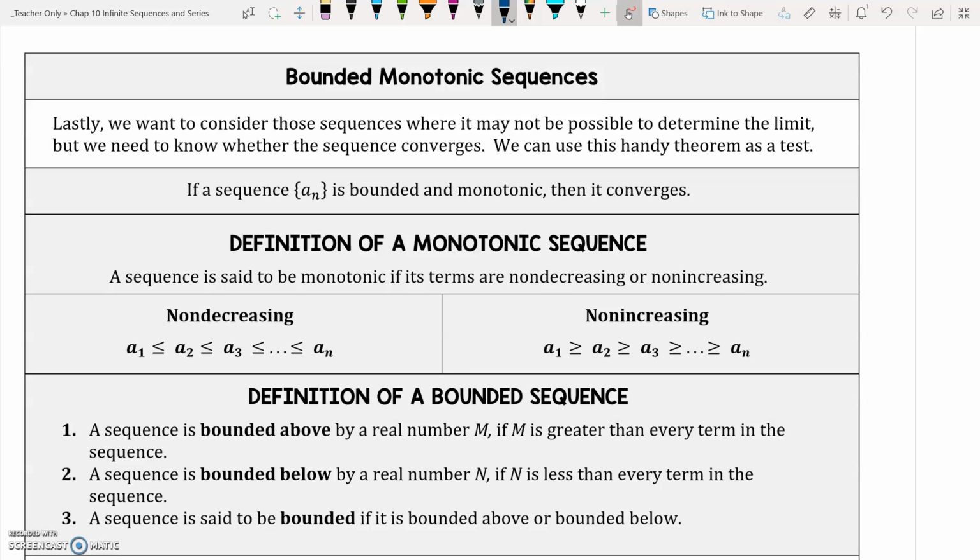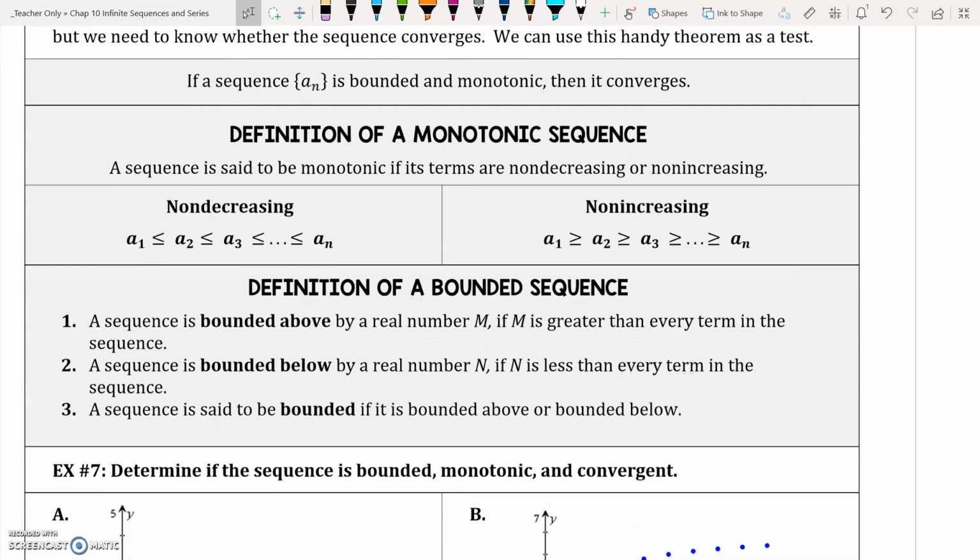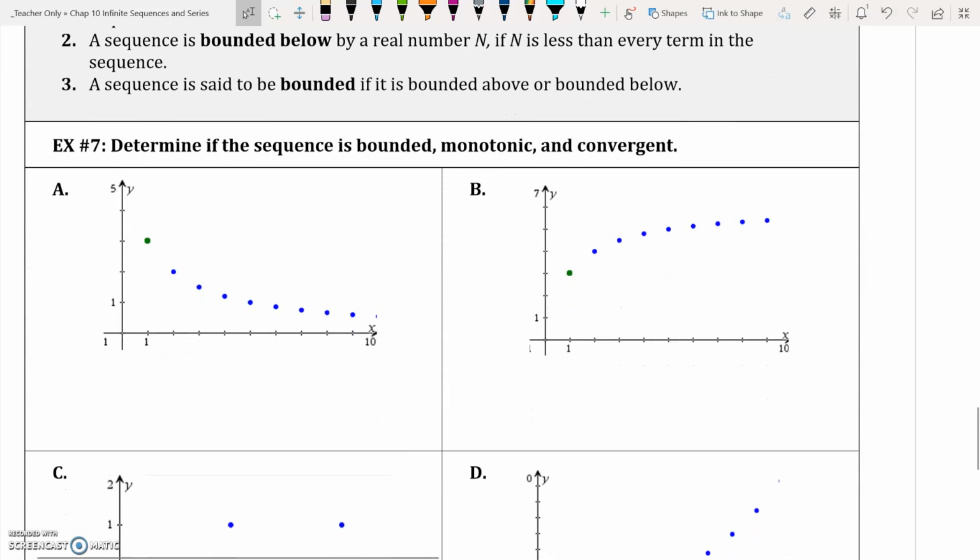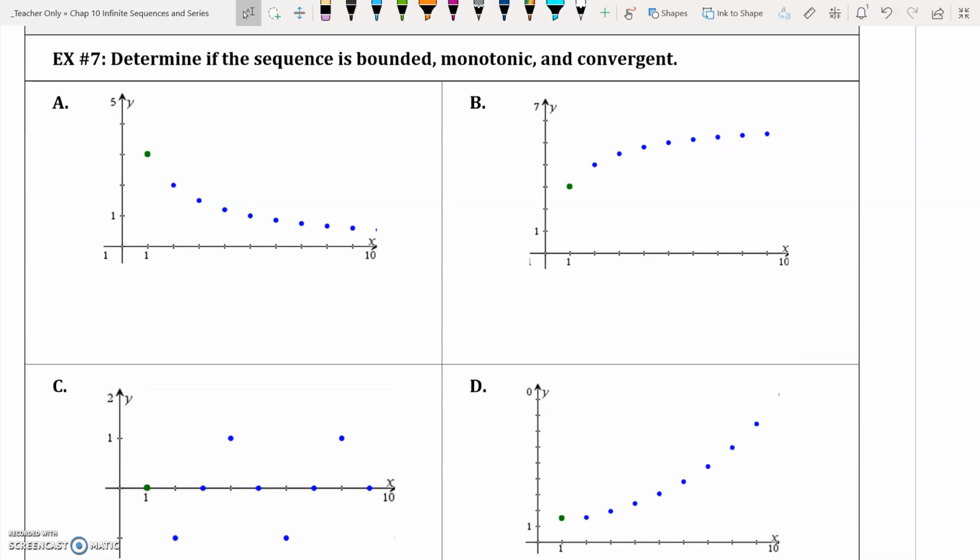So now we're going to give the definition of a bounded sequence. A sequence is bounded above by a real number M if M is greater than every term in the sequence. And a sequence is bounded below by a real number N if N is less than every term in the sequence. So then we can say that a sequence is bounded if it's bounded above or below. So if it's bounded, and we can also say it's monotonic, then we know it converges without actually finding the limit of that sequence.